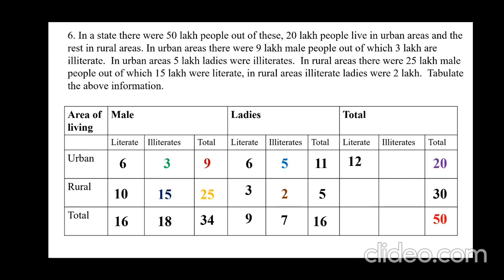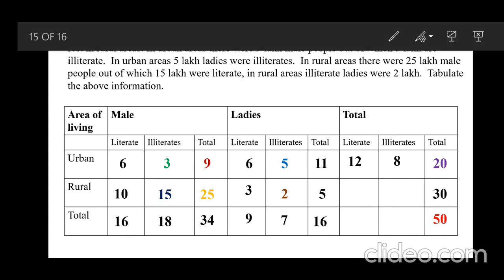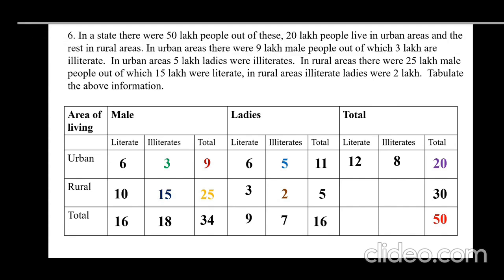That is 9 for literate, 6 plus 6, and then 20 minus 12 or 3 plus 5. However, you can find it out. 10 plus 3. Literate you take, then 30 minus 13, 17. 16 plus 9, 25, 50 minus 25, 25. This is another way to find out. Once you understand, you can follow another format.